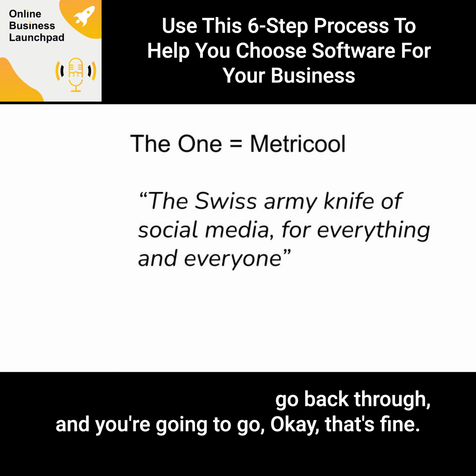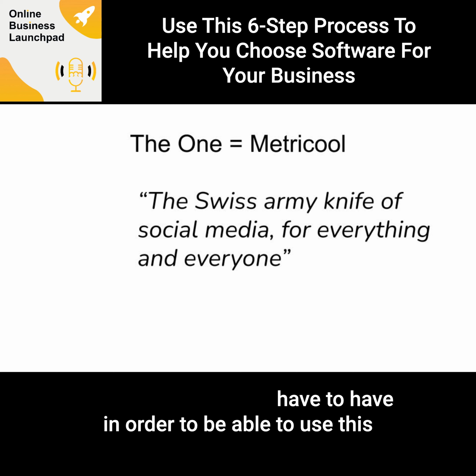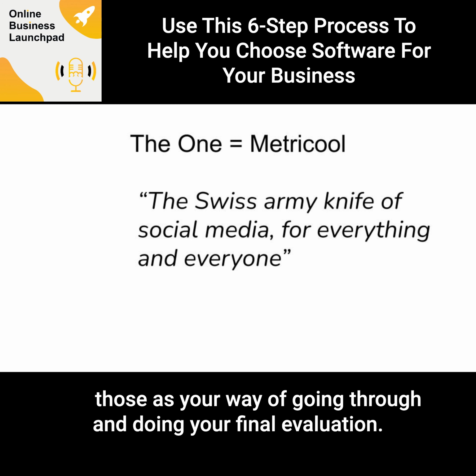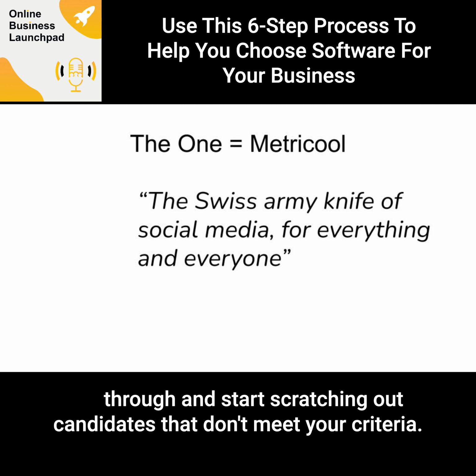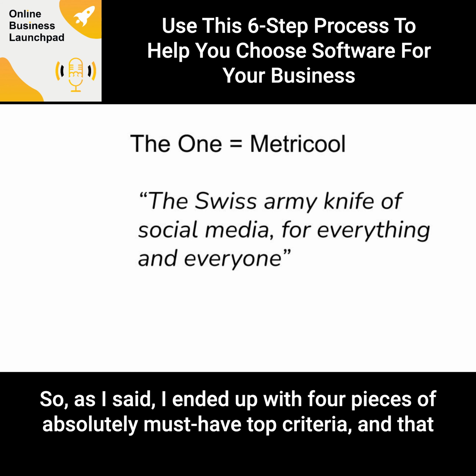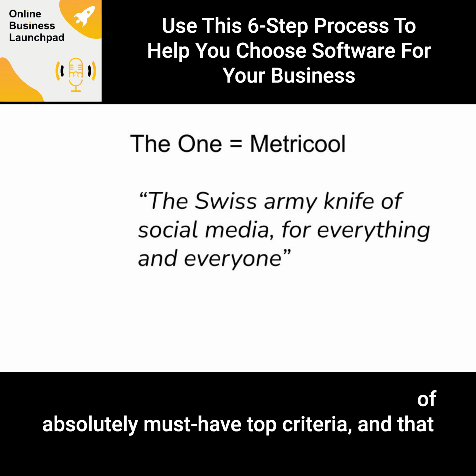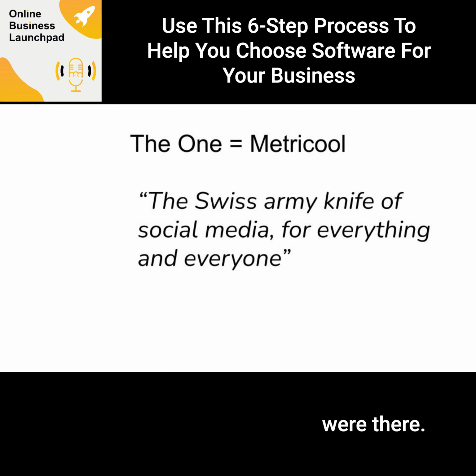And then you're going to go back through and you're going to go, okay, that's fine. Started out with this, got this extra functionality. And now what's absolutely critical? What do I absolutely have to have in order to be able to use this software the way I need to use it? Use those as your way of going through and doing your final evaluation. Go through and start scratching out candidates that don't meet your criteria. So as I said, I ended up with 4 pieces of absolutely must-have top criteria, and that allowed me to get rid of probably 80% of the potential candidates that were there.